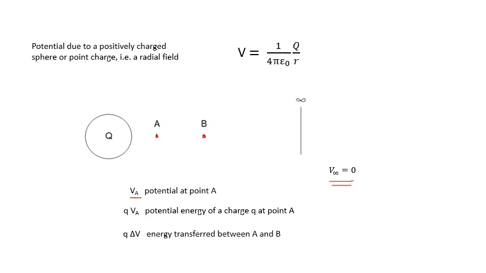If we wanted to work out how much work you would have to do to get from B to A, or how much energy is transferred between A and B: the potential energy of a charge Q at A is QVA. The potential energy of a charge Q at B would be QVB. How much work you would have to do to get from A to B, or how much energy would be transferred, would be Q delta V, which brings us all the way back to this equation, which I keep repeating, W equals Q delta V.